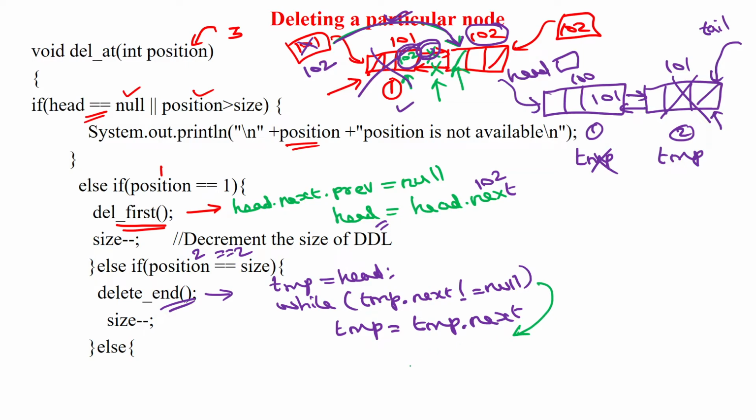What we have to do now? The temporary dot previous. Okay, this is the temporary. Temporary dot previous is 100. The temporary dot previous dot next, this field has to be made as a null. So temporary dot previous is 100, dot its field, its field has to be made as a null. Okay, so now this is updated with null value.